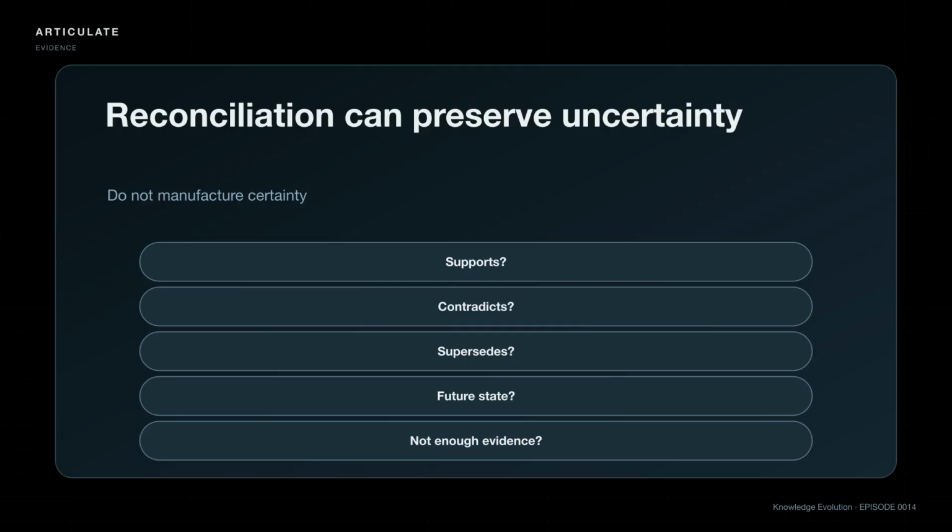Sometimes the correct answer will be, we don't know. That might require more evidence. It might trigger further discovery. It might require an architect to make that judgment. I don't want an agent manufacturing architectural certainty simply because the underlying data model expects one answer. Uncertainty is a part of architectural knowledge.